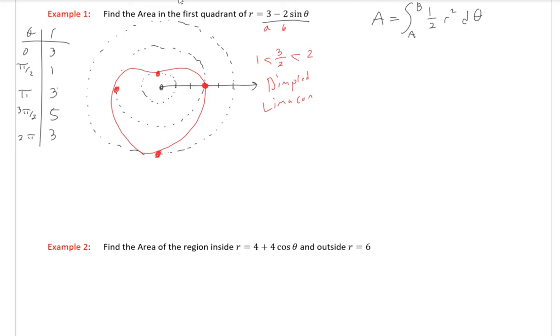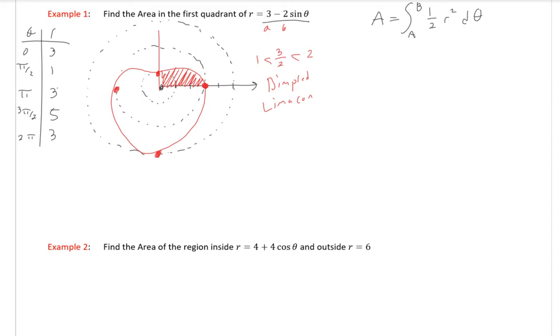Now, if we're trying to find the area in the first quadrant, that means we don't want the area of this whole thing. We want just this region here. Now remember, this doesn't mean that with rectangular coordinates, for example, we would make a rectangle here, and then we'd find the area of all those. That's not what we do in this case.